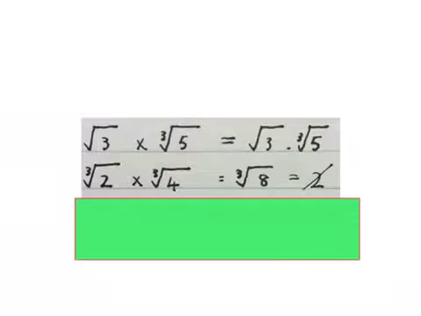Again, remember that if you have different surds, you cannot multiply them and put them all underneath one root, whatever root you want to use. If you have the same surds, you can write one surd down and multiply the sum underneath.